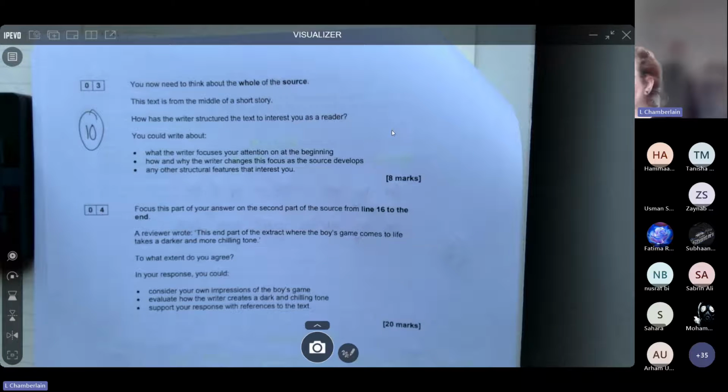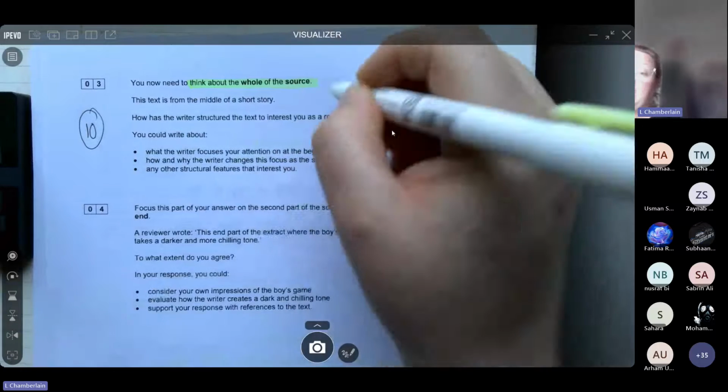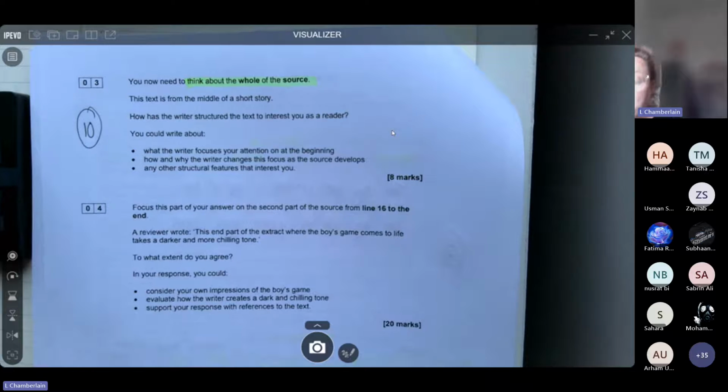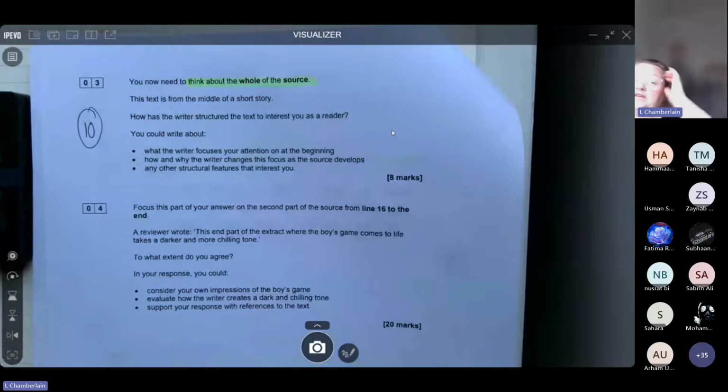So the first thing to point out is it says here, you now need to think about the whole of the source. And this doesn't mean that you have to write about the whole of the source. It simply means that the information that you take from the source can be taken from anywhere in the source. Okay, so it doesn't mean you have to talk about the beginning, the middle, and the end. It means that you could talk about the beginning, middle, and end. It also means you could make 3 points about the beginning, 2 points about the beginning, and 1 point about the end. Okay, it does not mean that you have to just write about every single thing.